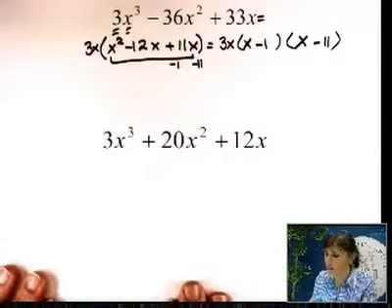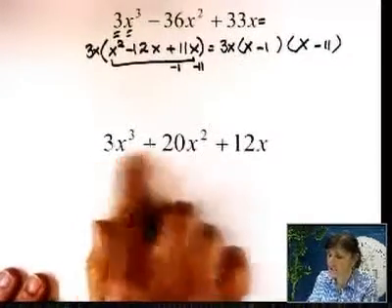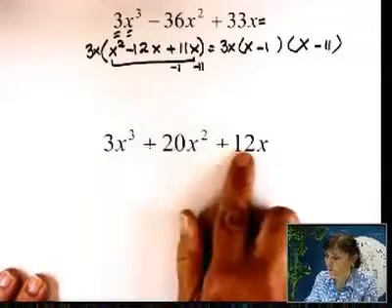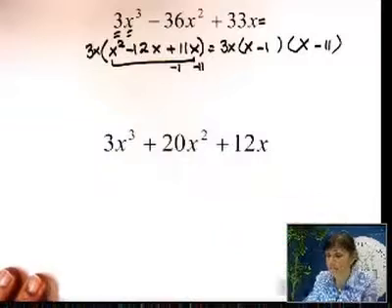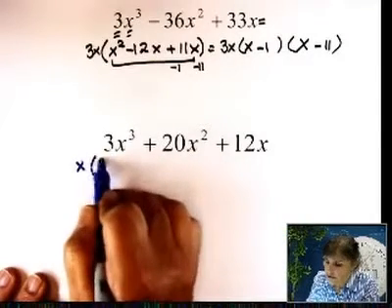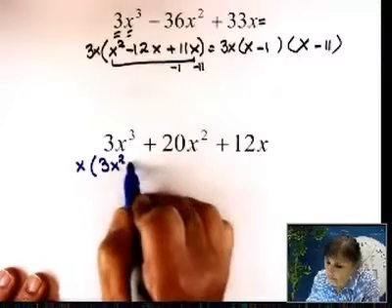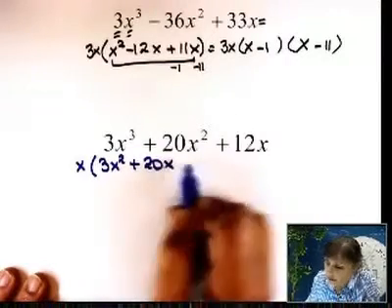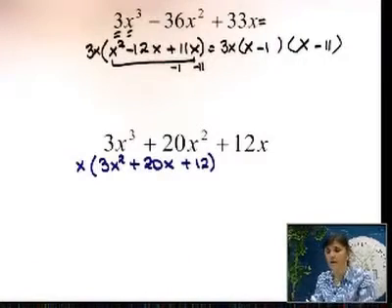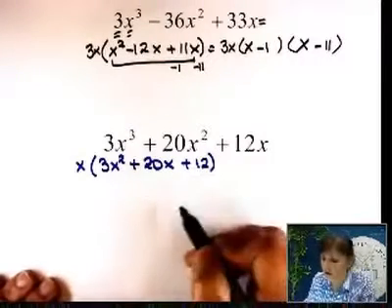What happens when I have something that I cannot take the 3 out of? I can take 3 out from here, but I cannot take it out from here. So I'm stuck. So what do I do? Take the x out. So you have 3x squared plus 20x plus 12. All right, now I'm going to use trial and error. So let's see if that works.